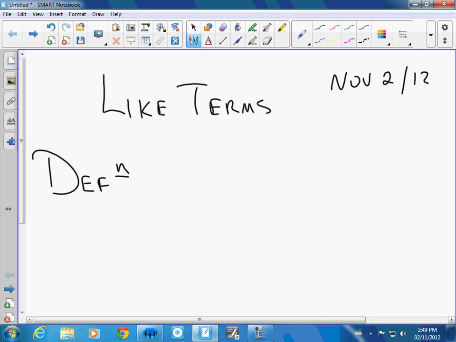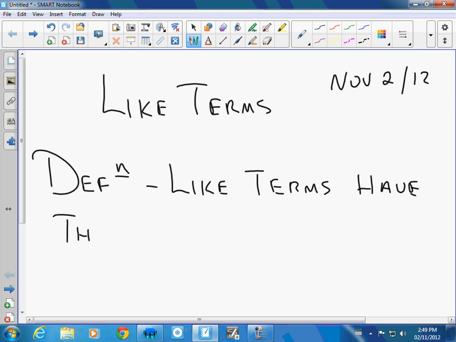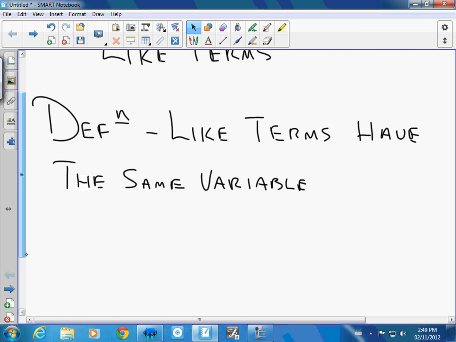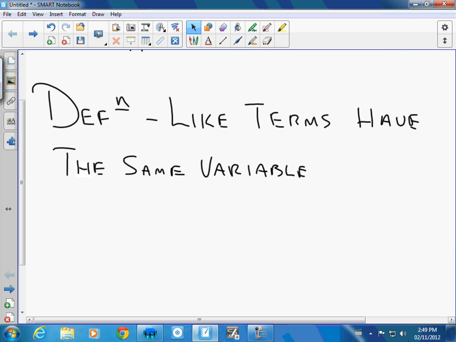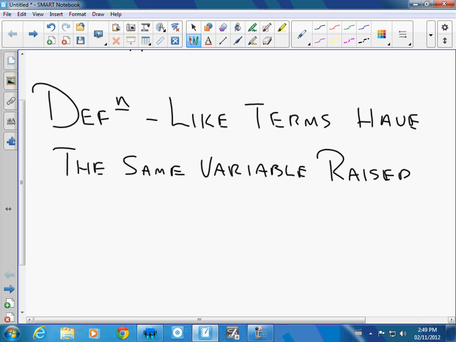Definition. Like terms have the same variable. Guys, what's the variable again? Variable is just a letter. That's all it is. Okay, it's just a letter. Okay? Like terms have the same variable raised to the same exponent.